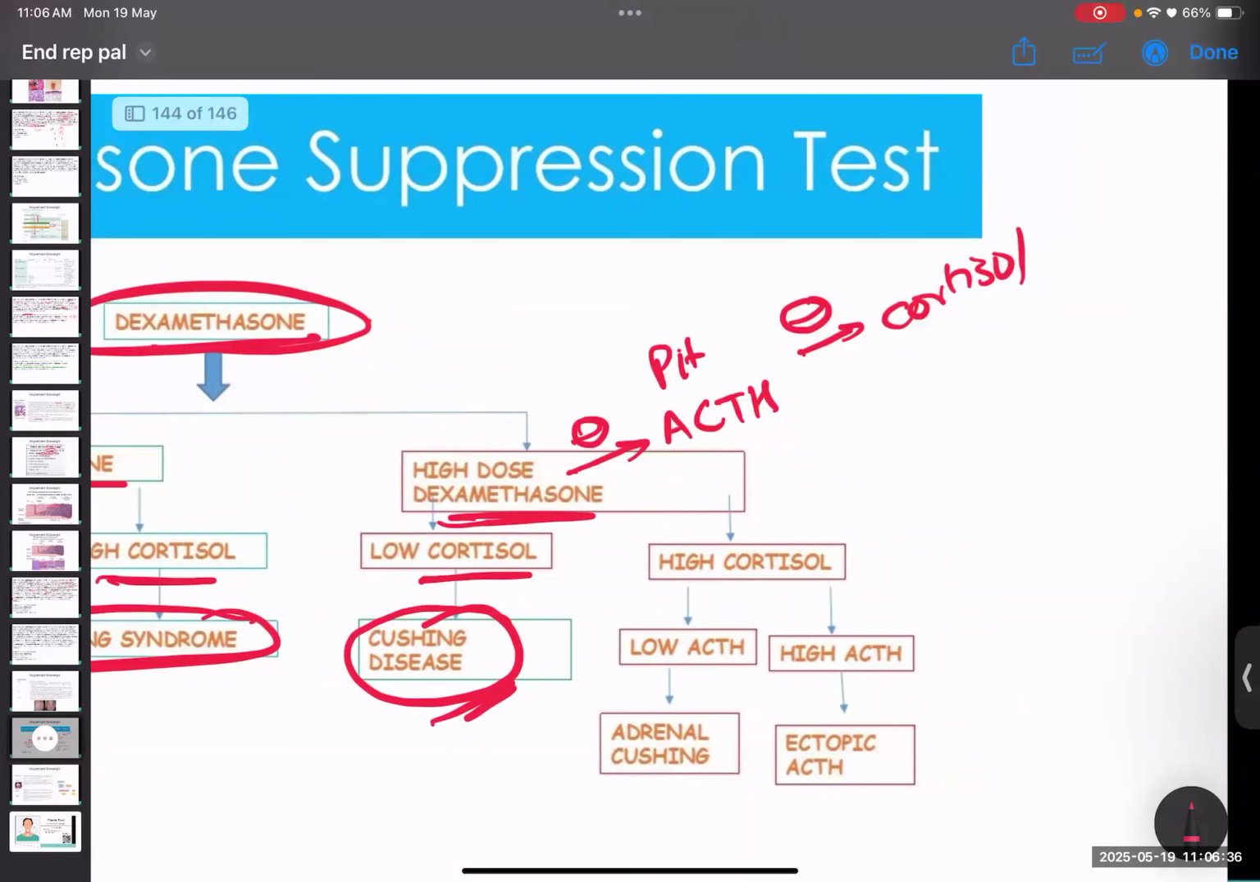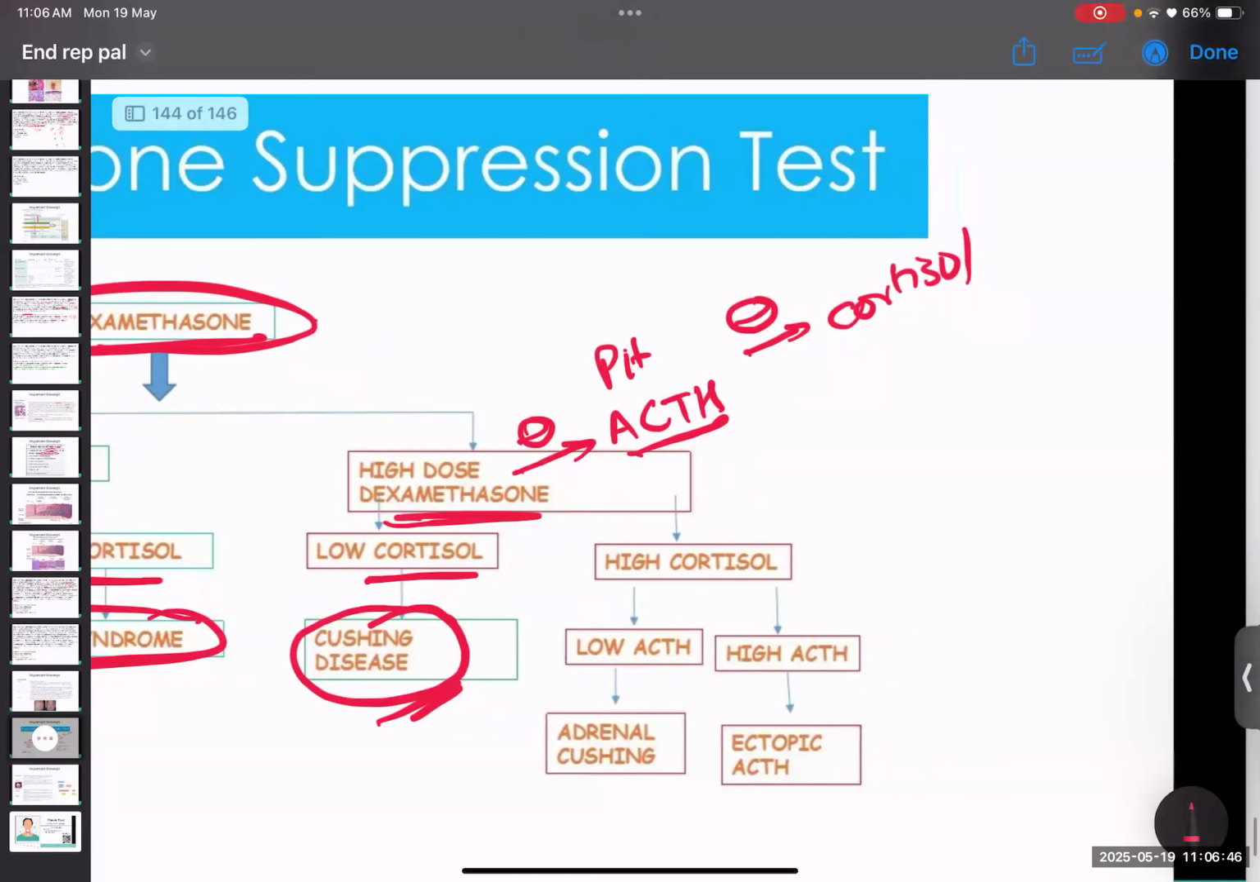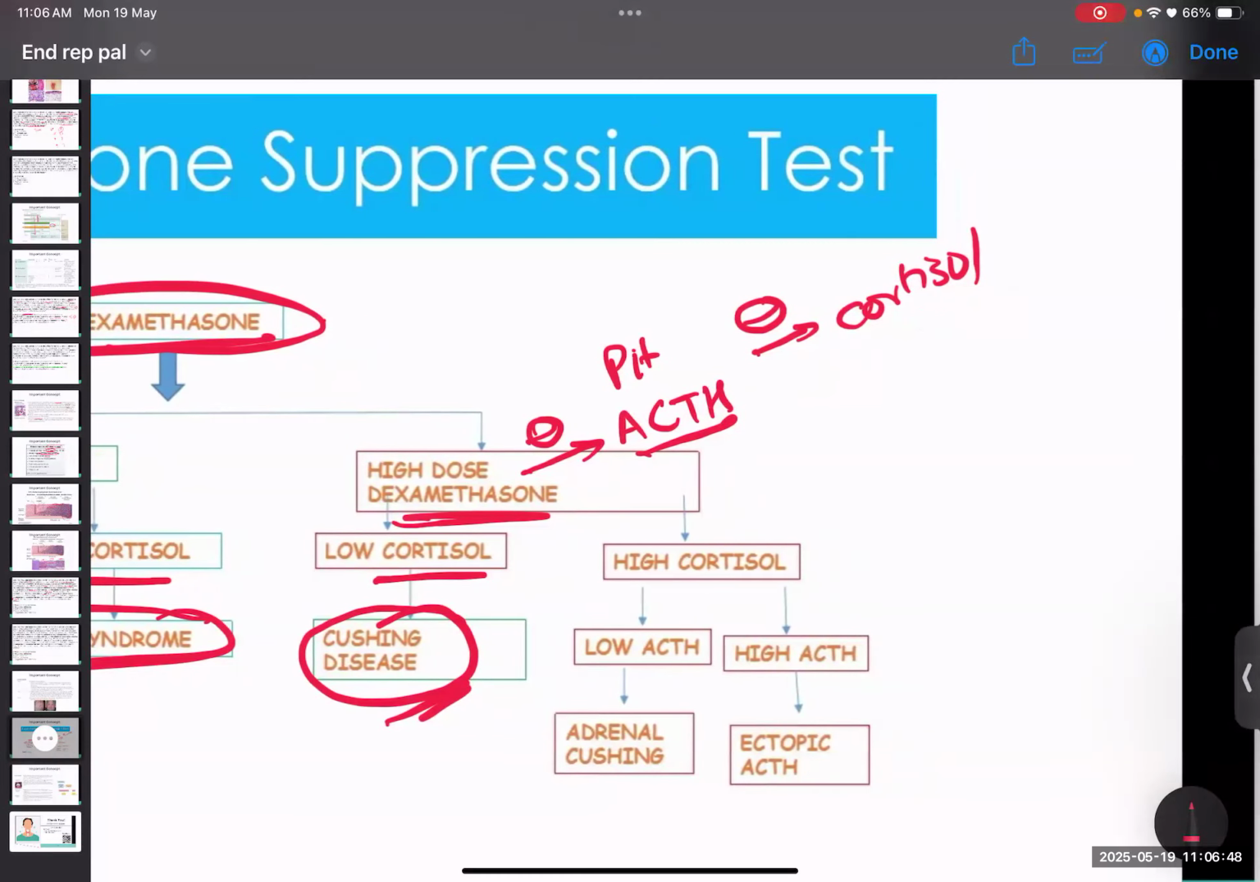However, if the high-dose dexamethasone test is not able to suppress cortisol, that means that ACTH production is not from the pituitary, it's from somewhere else. Okay, so you want to check the levels of ACTH in the first place. So if the levels of ACTH are super high, then it's ectopic ACTH production from small cell lung cancer or medullary carcinomas. If it's low ACTH, then it's an adrenal Cushing's disease.